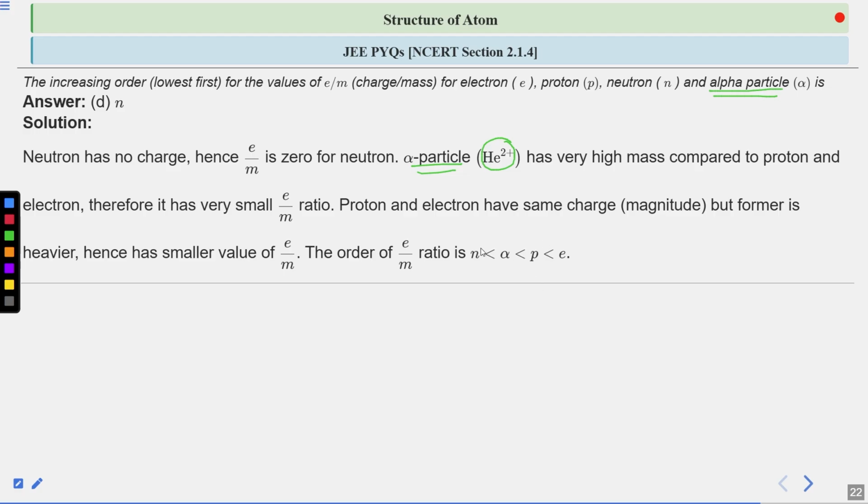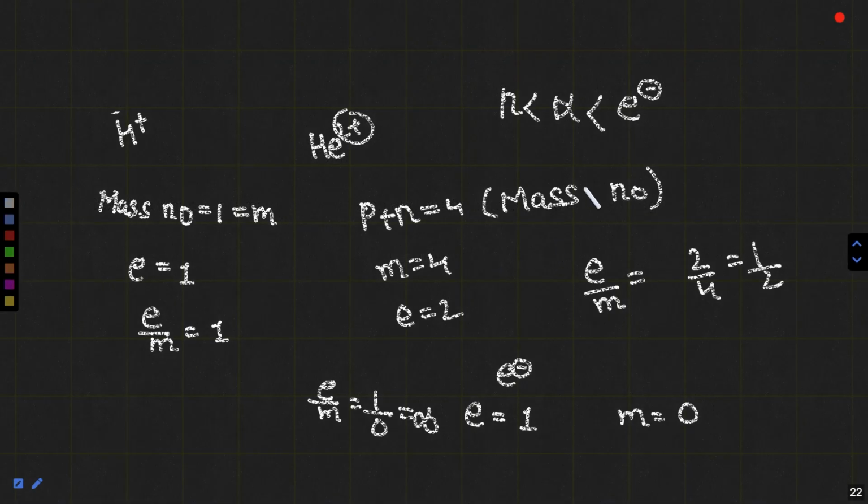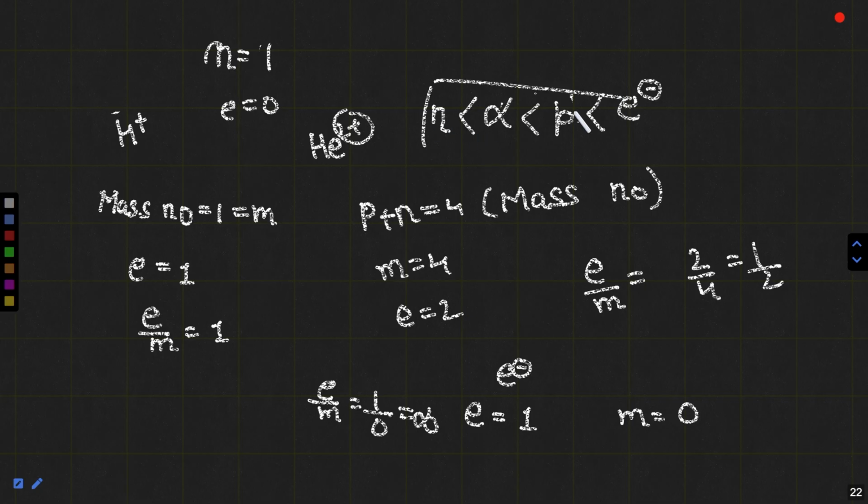Now there is one more thing, which is the neutron. So this will be proton first because it is 1, then here will be alpha. Alpha is half. If we take it for the neutron, then the neutron mass is 1 and the charge is what? The charge will be 0. So 0 by 1 will give you 0. Therefore, neutron will be the first one. So does anyone have a doubt in this? How I have got this order?